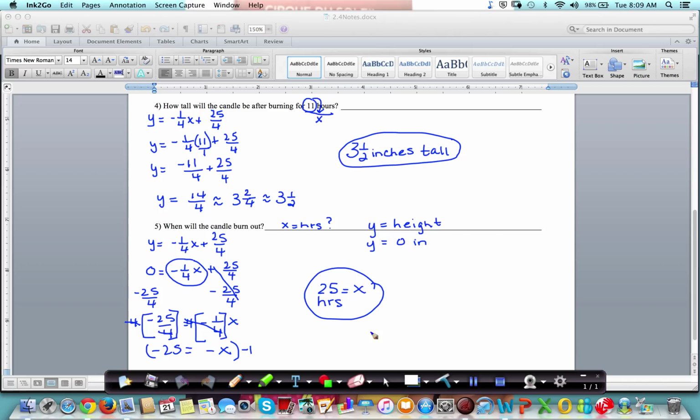So you're going to be given some situations like this where you're going to have to write the equation, and then you're going to have to answer some questions based on the equation that you've written.